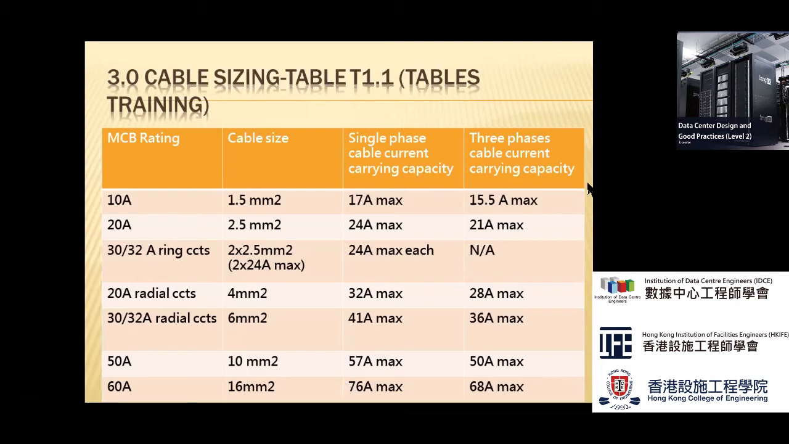This column actually refers to, for this cable size, what is the current available that can be provided to the equipment, but for three phase. So that means you have three cables.